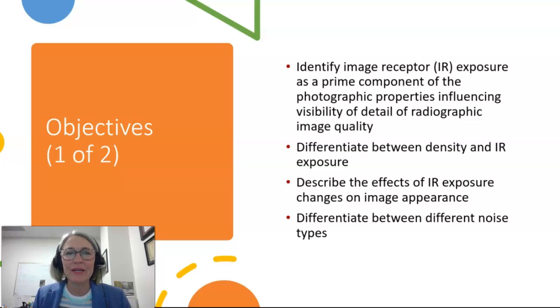You need to identify image receptor exposure as a prime component of photographic properties influencing visibility of detail of the radiographic image quality. Differentiate between density and IR exposure. Describe the effects of IR exposure changes on the image appearance. What does that look like, okay? And differentiate between different noise types. So we're going to talk about that.